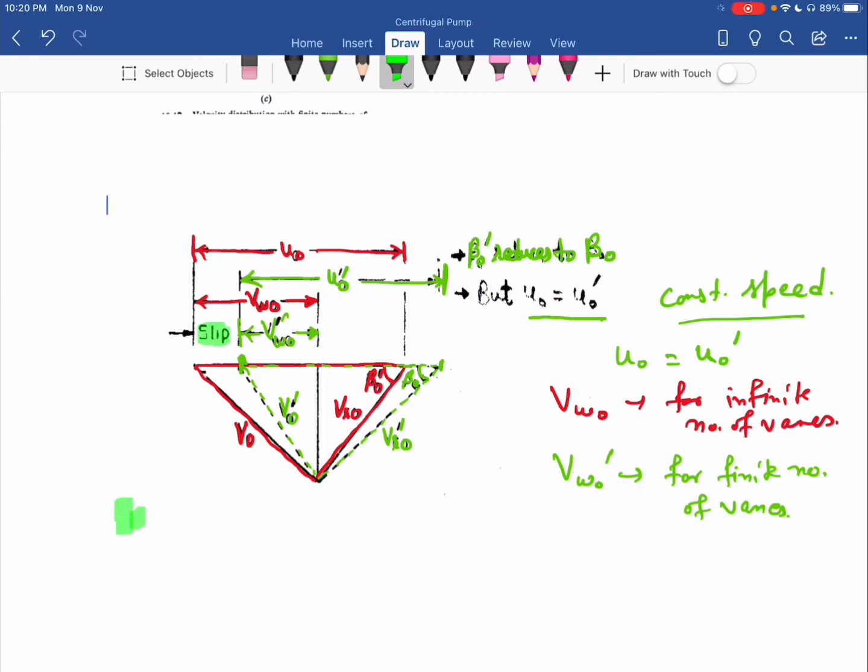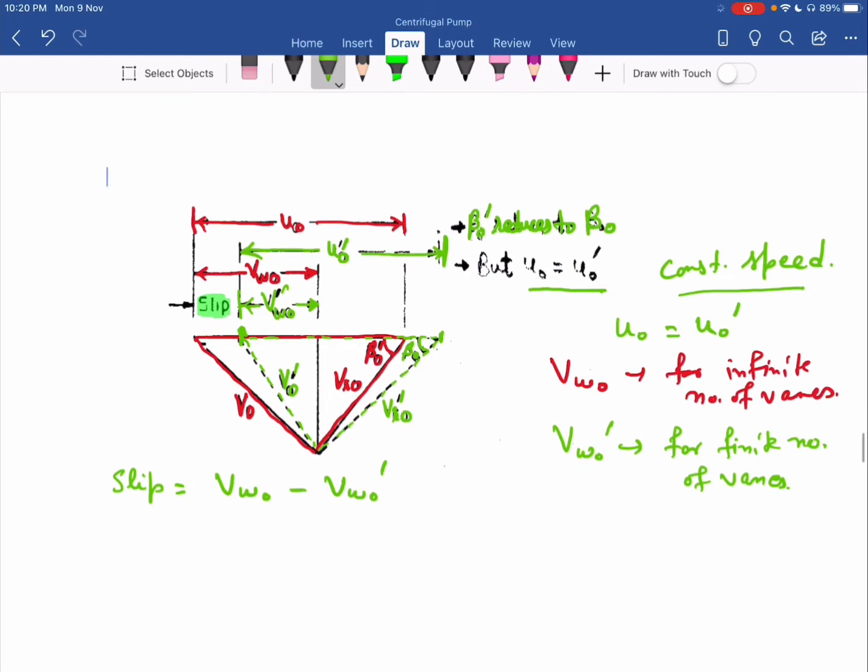So you can write here now, slip is equal to VWO minus VWO dash. Now this is the shift. The slip is the shift of VWO to VWO dash, the new whirl component of velocity at the outlet. Now this affects the Euler head also. So my new Euler's head for a finite number of vanes is equal to VWO dash UO divided by G. Otherwise, for an infinite number of vanes, HE is equal to VWO UO divided by G.